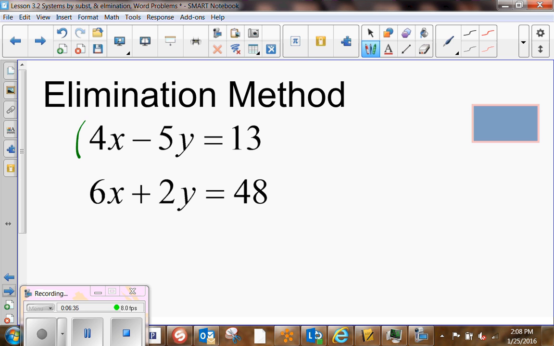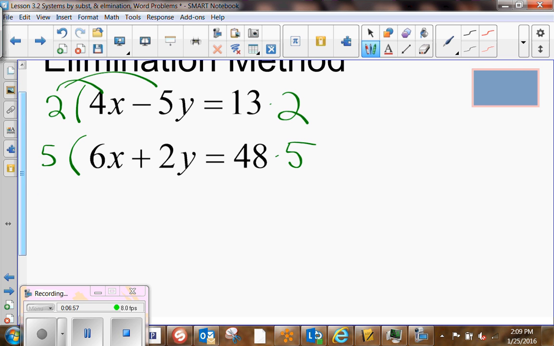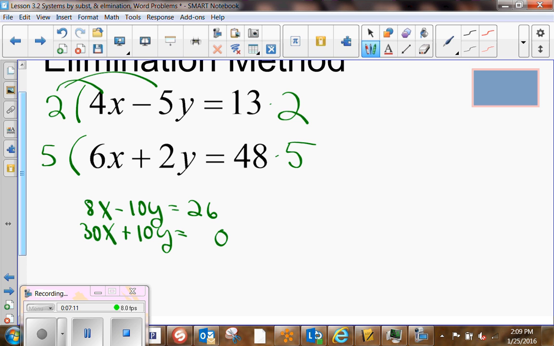So I want that to be a negative 10. What am I going to multiply by? And don't forget to do it on both sides. And how about the bottom one to get that into a 10? Turn this into a 10? 5 on both sides. So now what I've got is, I'm going to distribute to both, 8x minus 10y equals 6, and 30x plus 10y equals 240. Did I do that correctly?